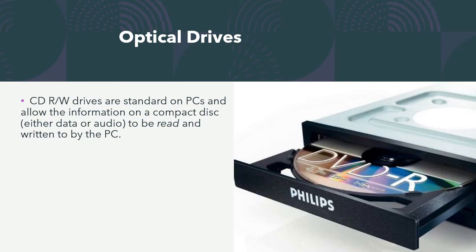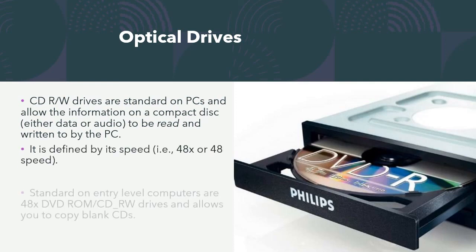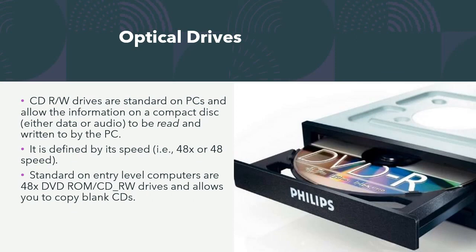Consider also optical drives. So CD-RW, R is for read and W is for write. Drives are standard on PCs and allow the information on a compact disk to be read and written to by the PC. It is defined by its speed, and standard on entry-level computers are 48x DVD-ROM or CD-RW drives, which allow you to copy blank CDs. High-performance computers use 52x DVD-RWs.